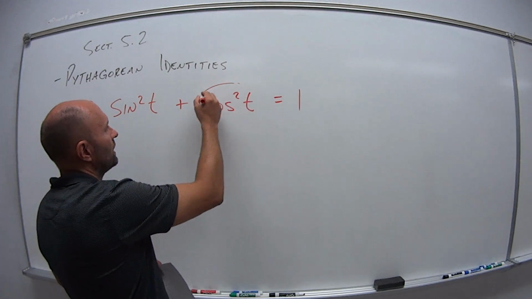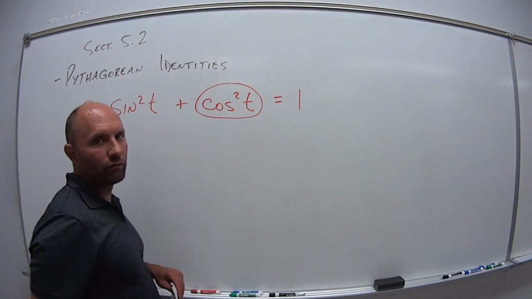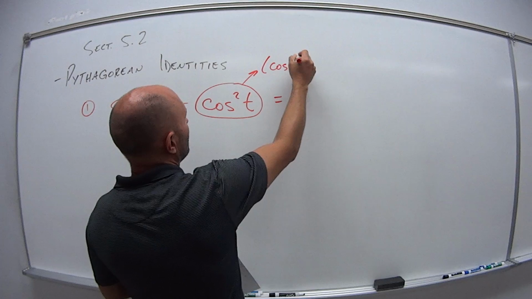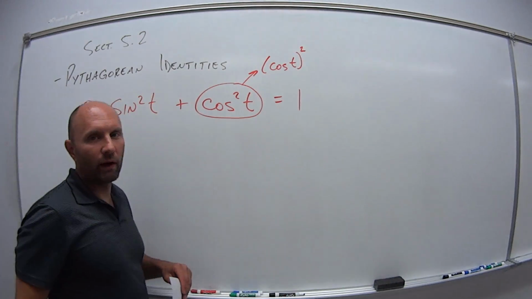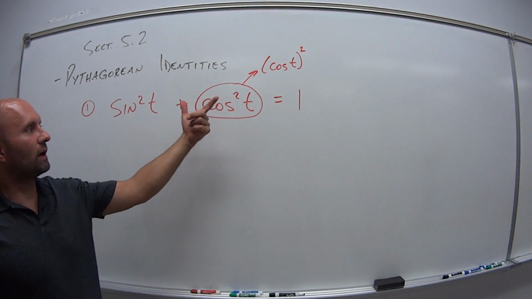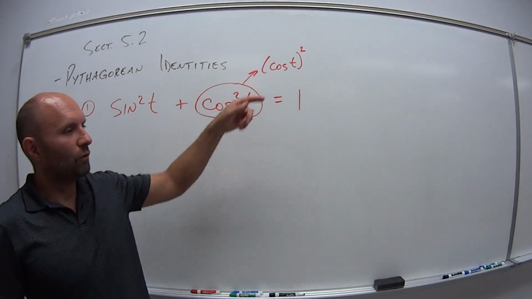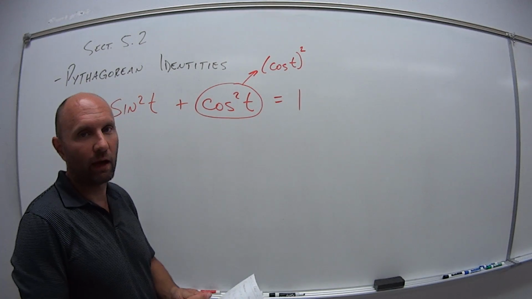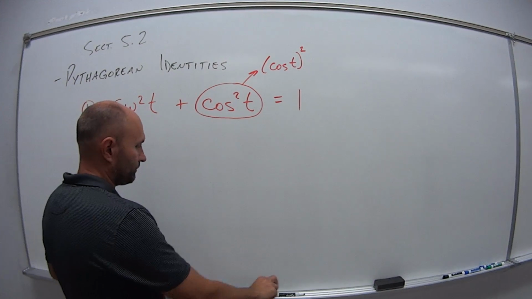Now we have some new notation here, this cosine squared of t. Well, what this really means is just the cosine value of t, and we square it. Obviously this is a lot cleaner looking than that one, so we just write cosine squared t, which means that whatever value for t we have, we take the cosine and then square it.